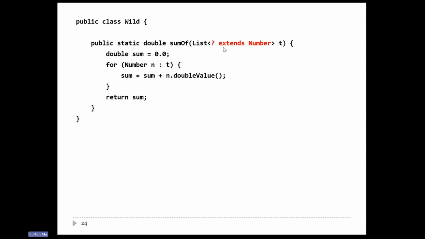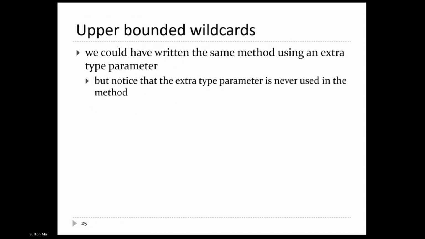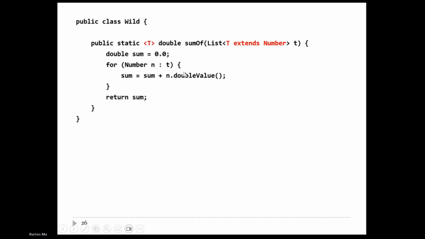So again, another example of an upper bounded wildcard type. Now you could have written that same method using an extra type parameter. So again, we could have written this as a generic method. Instead of using question mark extends Number, write T extends Number. Now the method becomes generic, so your type now appears in front of the return value. But that type T never shows up in the method itself. So it's cleaner, at least as far as the designers of the language are concerned, if you use the question mark instead.